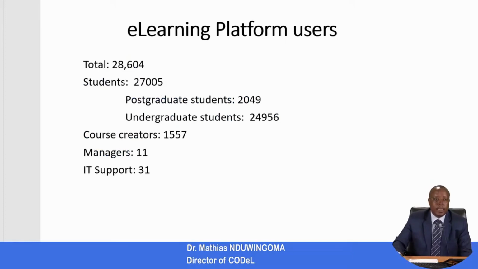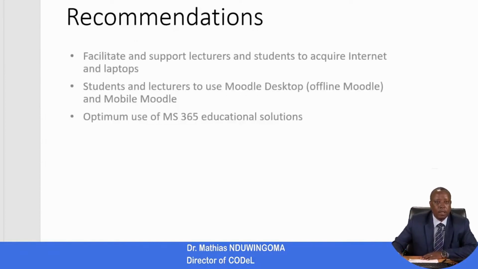All the students currently registered at the University of Rwanda, almost 28,000, are registered on this platform. And you are in these two categories, postgraduate and undergraduate. And all the lecturers who are getting different rights are there. We have what we call course creators. This is the group of lecturers. We have the managers, and we have the IT support. And this is the team which is now helping you.